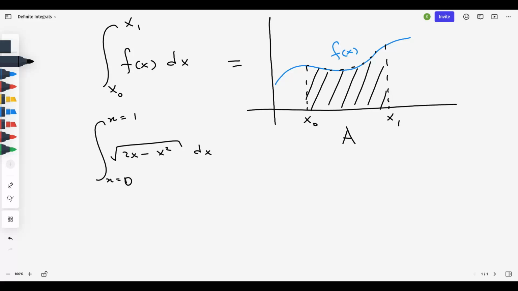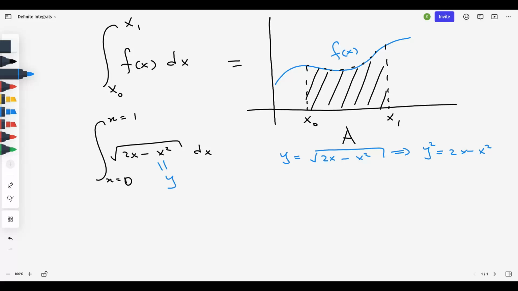But let me see if I can use the area under this function. So I'm going to equate this function to y and see if I can get a simpler shape or formula that can be sketched. So let this be equal to y. Now I have y is equal to square root of 2x minus x squared. If I square both sides, I will have y squared equal to 2x minus x squared. I've eliminated the square root.